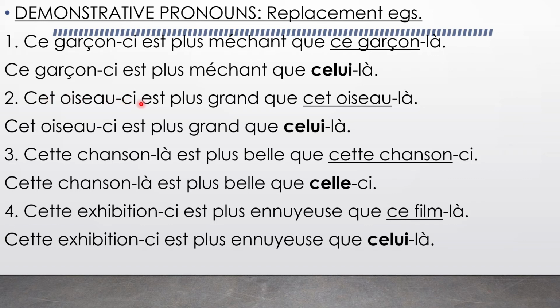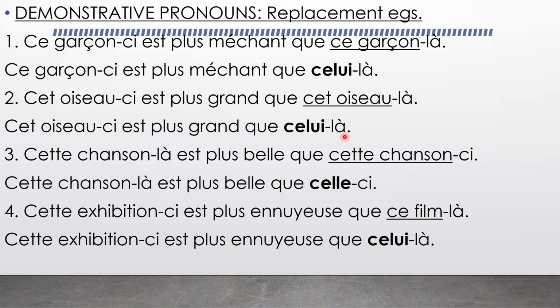Cet oiseau-ci est plus grand que cet oiseau-là. This bird is larger than that bird. Now, oiseau is masculine singular, so you will replace it with celui again. Remember, the vowel makes no difference here because you are not using the noun when you're using a pronoun. It's masculine singular, that is your clue to put celui. Cet oiseau-ci est plus grand que celui-là. This bird is larger than that one, without the noun.